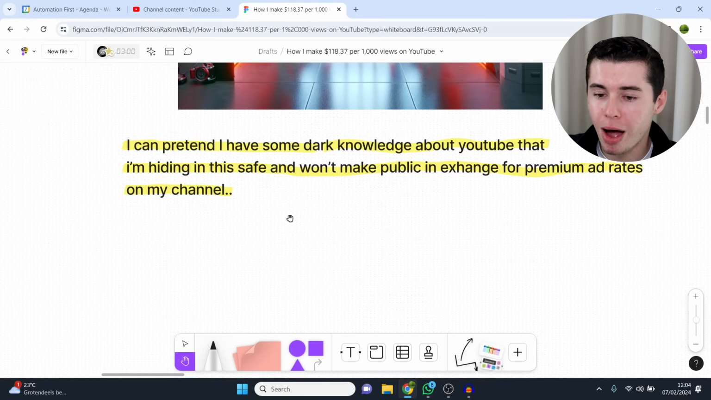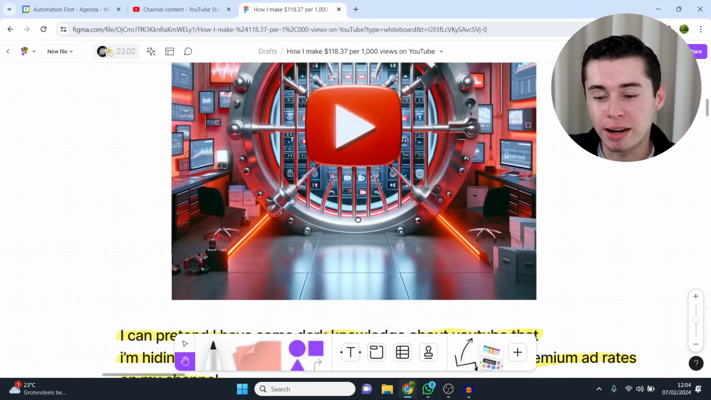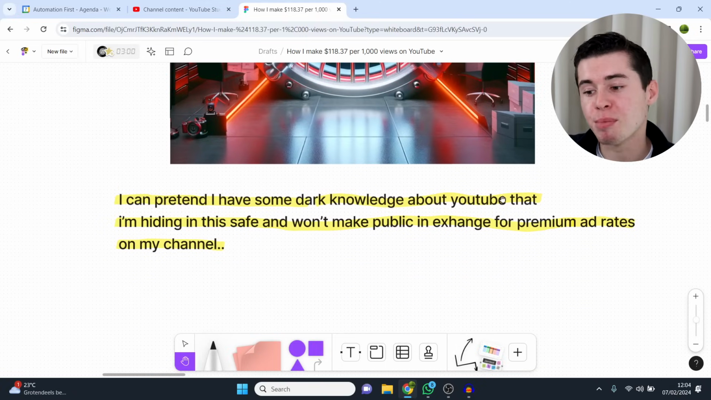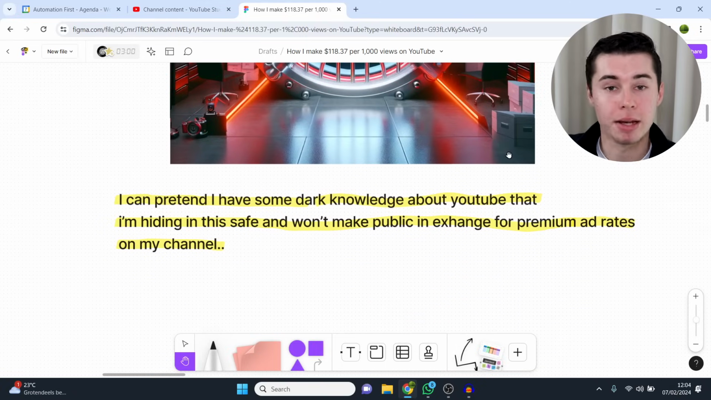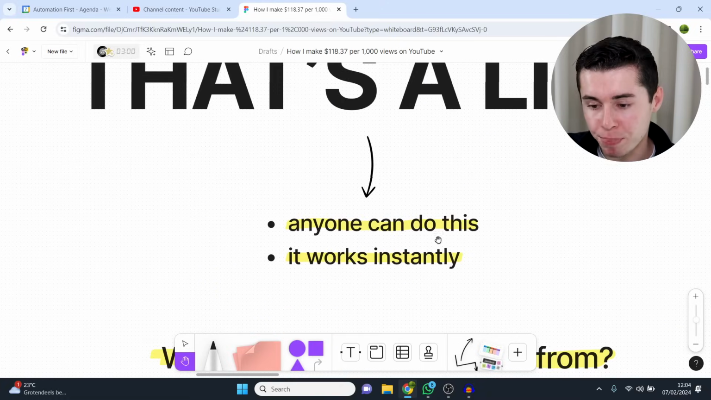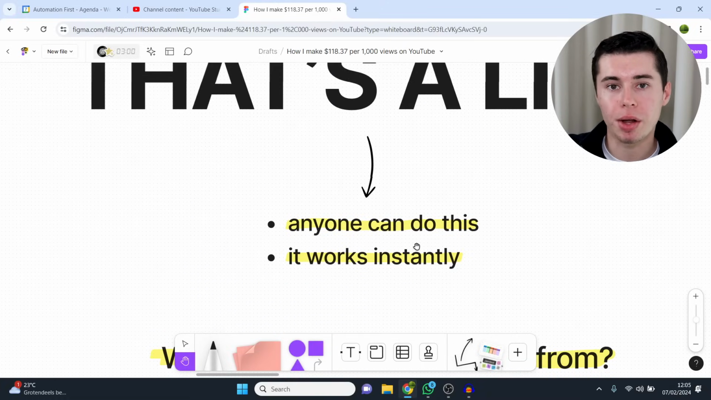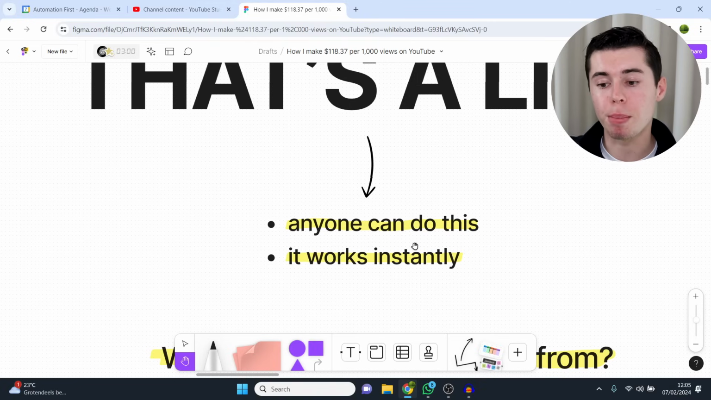So I can pretend I have some dark knowledge about YouTube that I'm hiding in this safe right here and that I won't reveal so that they give me premium ad rates in exchange, but that is simply not true. That would be a lie. The fact is that anyone can do this, and it works instantly. No matter what kind of content you make right now, you can change it up from today on and they will start paying you a lot more money.